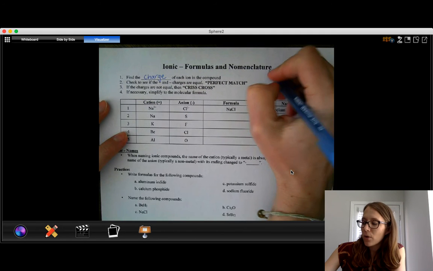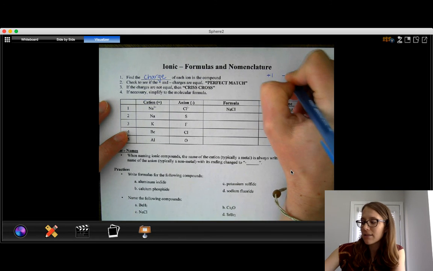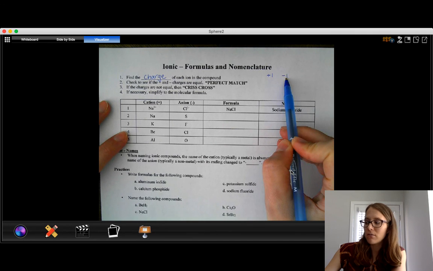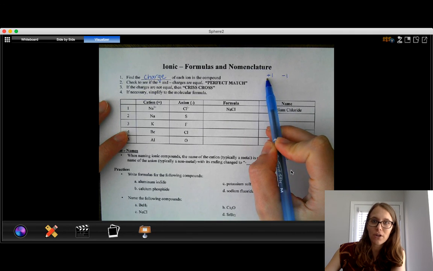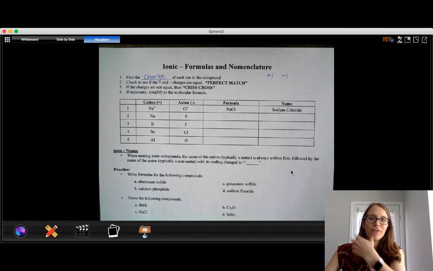So for example, if one element is a +1 and the other element is a -1, this means they each want to change by 1 electron. One wants to give 1 electron, the other wants to take 1 electron, and that's perfect. I give you 1, you take the 1, we're done.